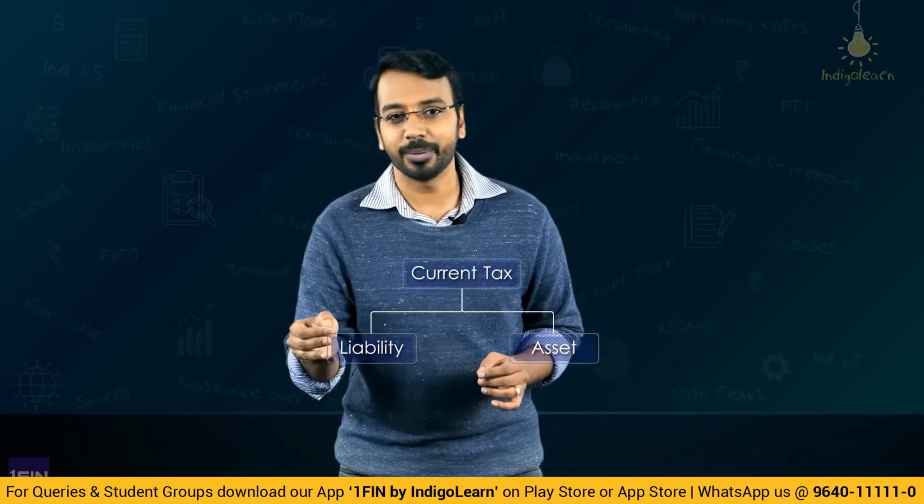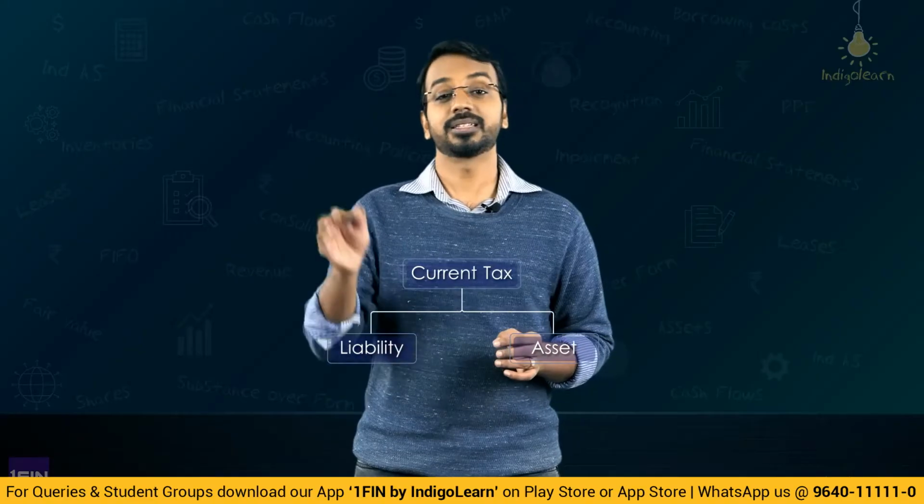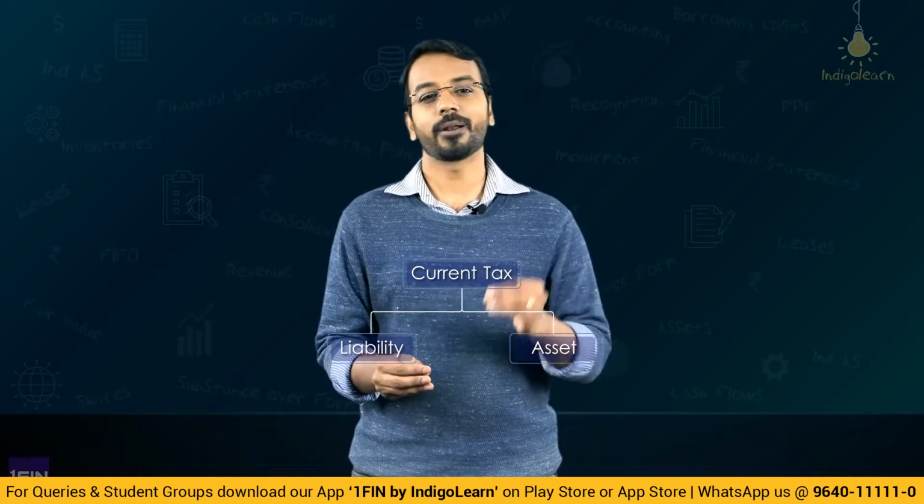If an amount is still payable, it's a current tax liability, it's a current liability. If an amount is recoverable, then it is a current asset, right? It's a very simple concept. So we have seen that there can be a current tax liability or a current tax asset.